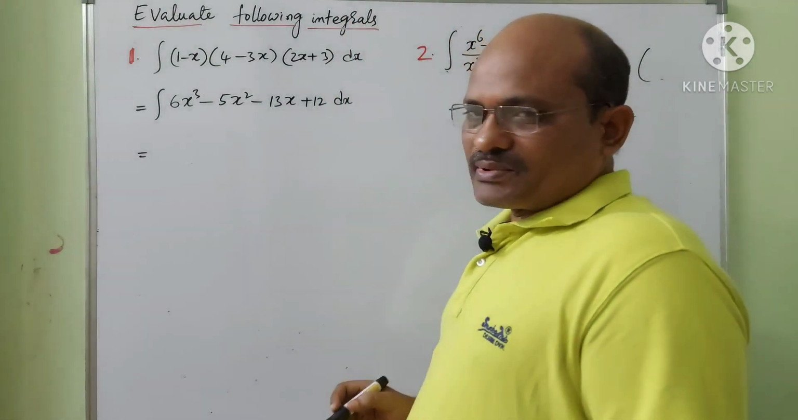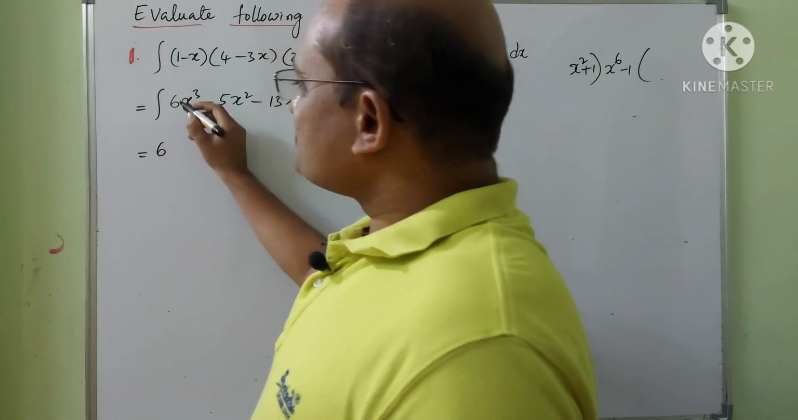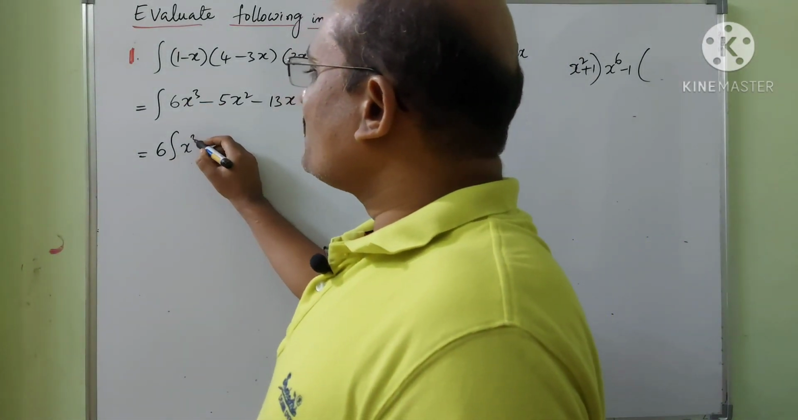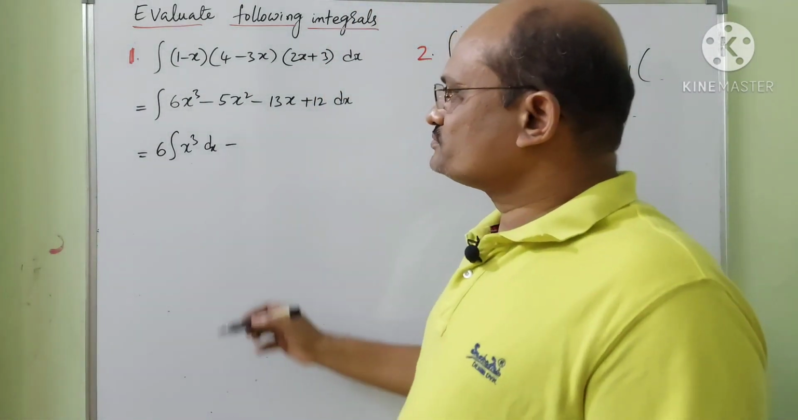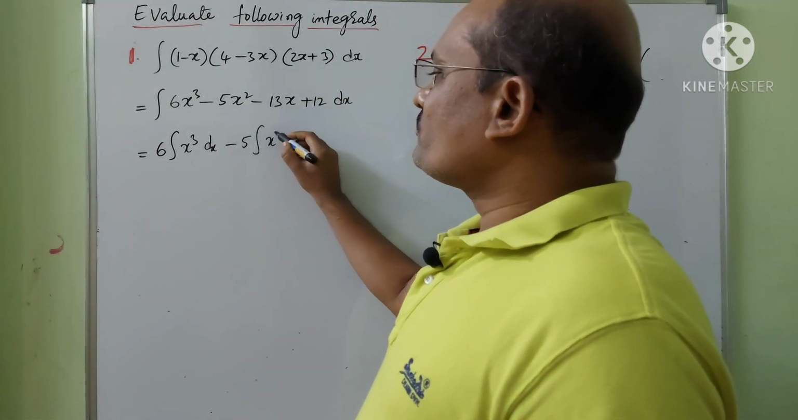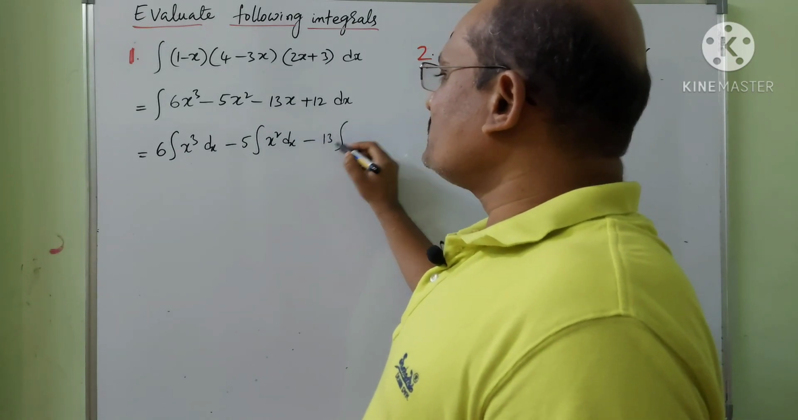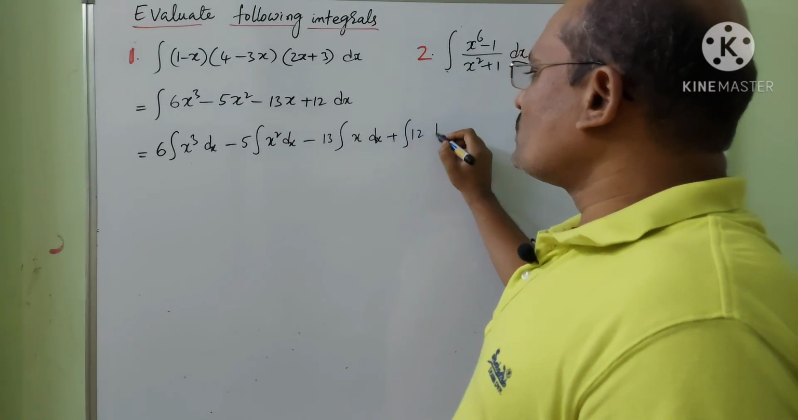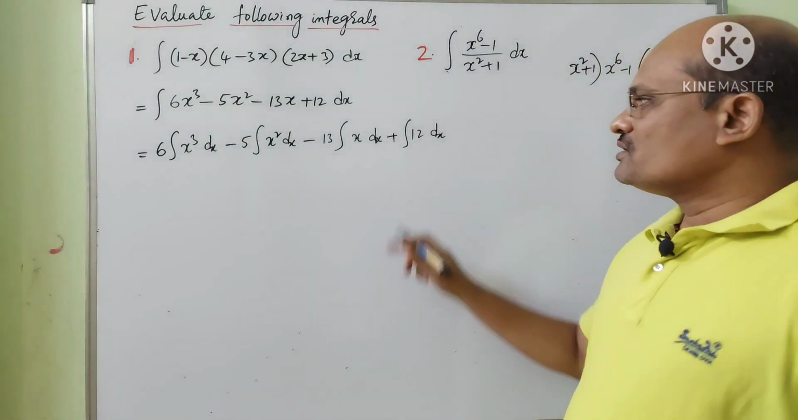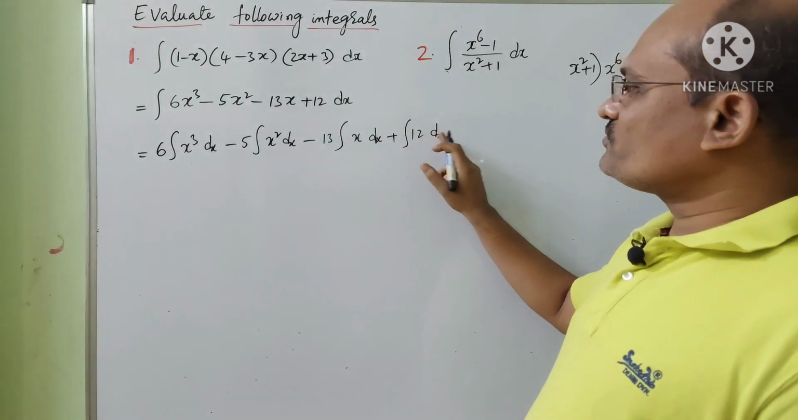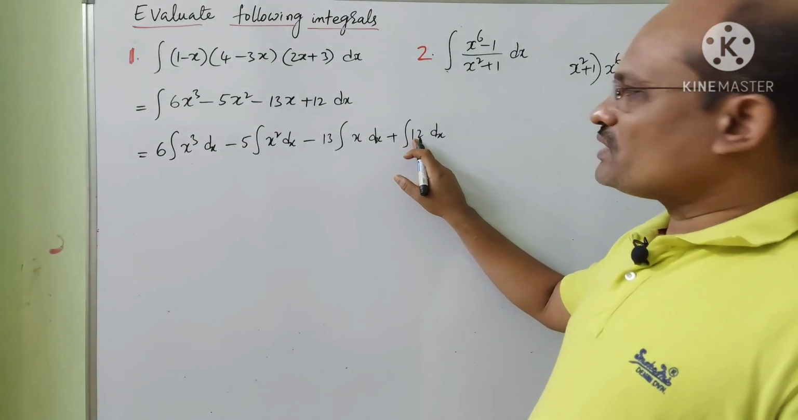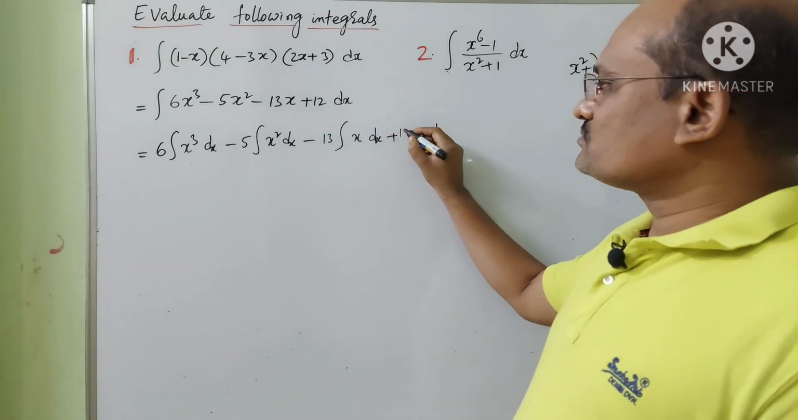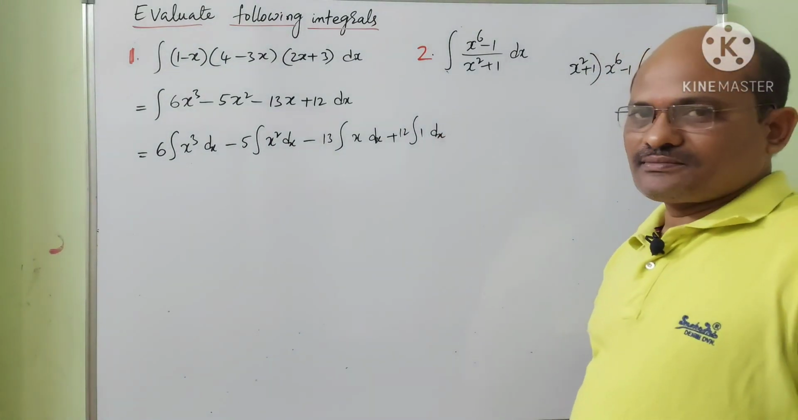So apply integration separately. 6 is a constant, so constant into function, the integral can be written as 6 into integral of x cube dx, minus 5 into integral of x square dx, minus 13 into integral of x dx, plus integral of 12 dx. Look at the last one, integral of 12 dx. 12 means 12 into 1. So I am writing integral 12 dx as 12 into integral of 1 dx.